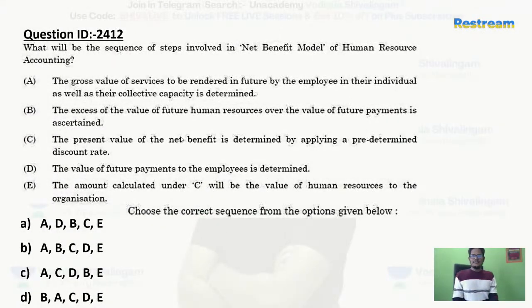Next, what will be the sequence of steps involved in the net benefit model of the HRA? Net benefit model, human resource accounting net benefit model.